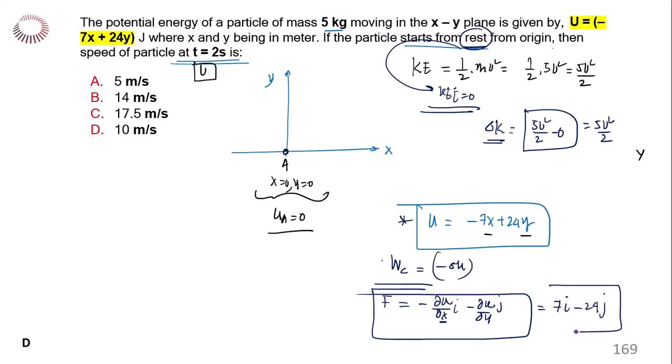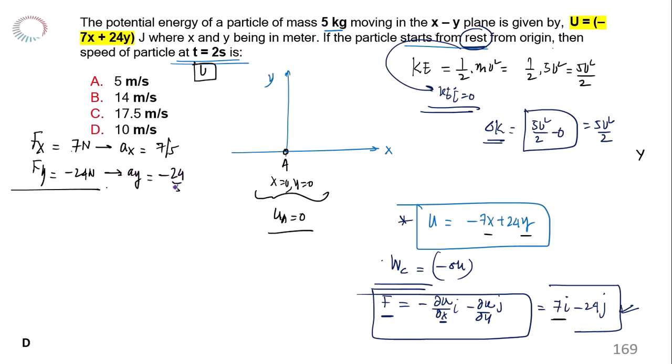Once I do this, I understand that the force acting on the particle is constant, because 7 i minus 24 j, that number is constant. So under a constant force, the particle is now moving. What is the x component of the force? The x component of the force is 7 Newton. The y component is minus 24 Newton. So the acceleration along x is force by mass, 7 by 5, and the acceleration along y is minus 24 by 5 meter per second square.